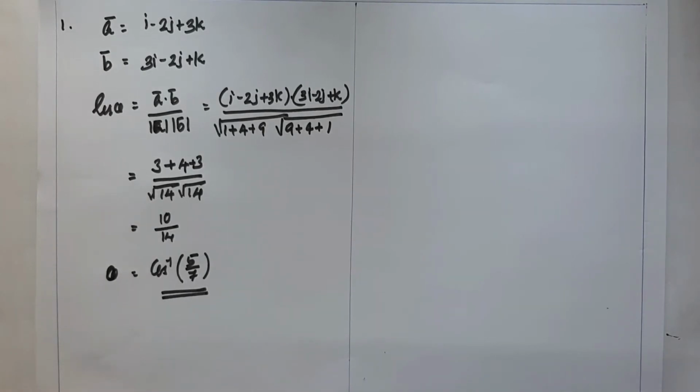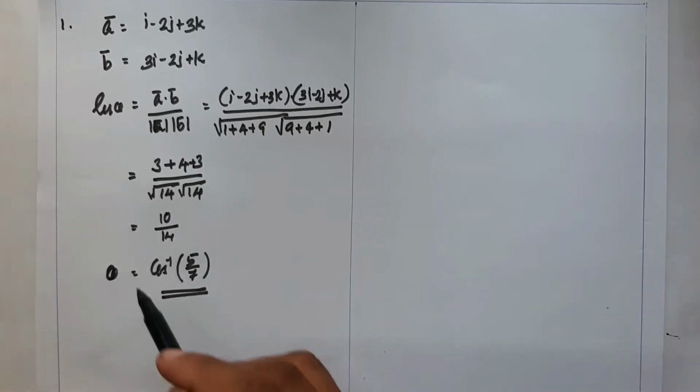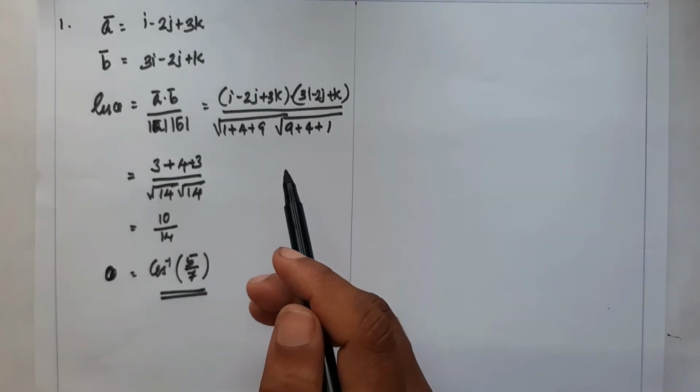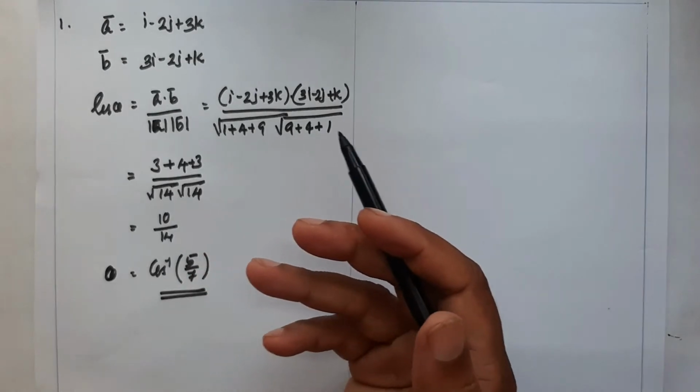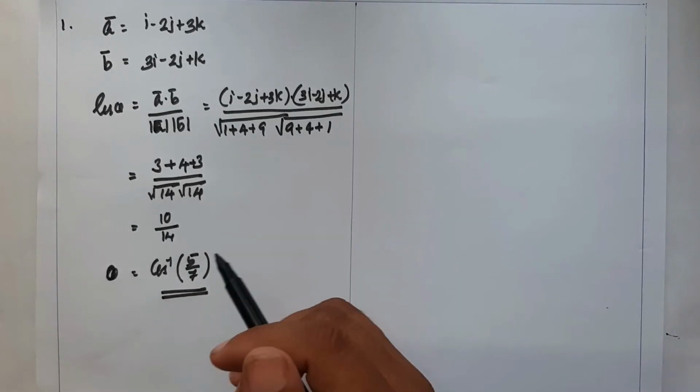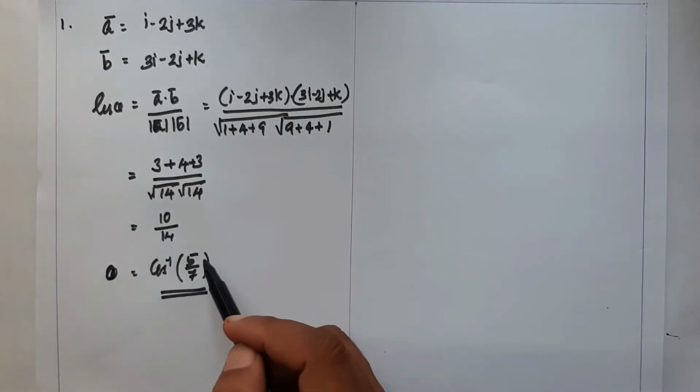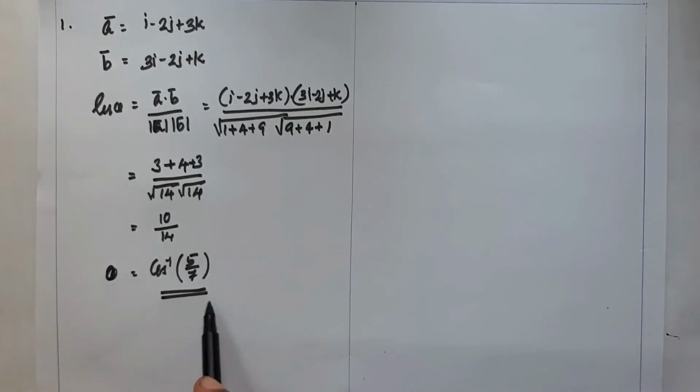If you want the cosine of the angle between these two vectors, you write cos theta equal to 10 by 14. Otherwise, if we want theta, the angle between the given vectors, then theta is equal to cos inverse of 5 by 7. Okay, that's all. Next question.